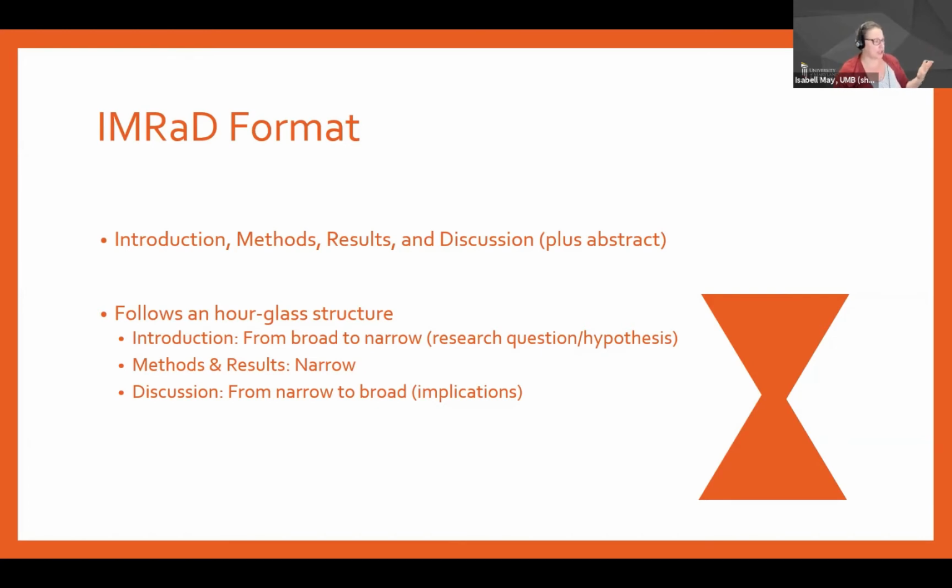But the abbreviation IMRAD comes from the first letters of the four main sections of most research articles: introduction, the I; methods, the M; results, the R; and discussion, the D. And there's, of course, the abstract as well. And we'll talk about abstract writing a little bit later. But the A for the abstract doesn't really fit in so nicely into the four-letter abbreviation for IMRAD. But of course, the abstract is part of it.